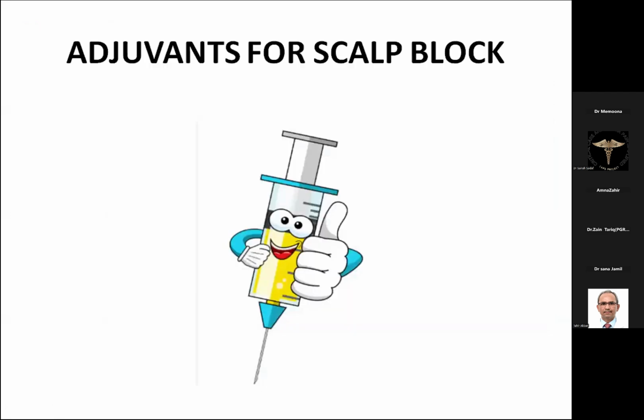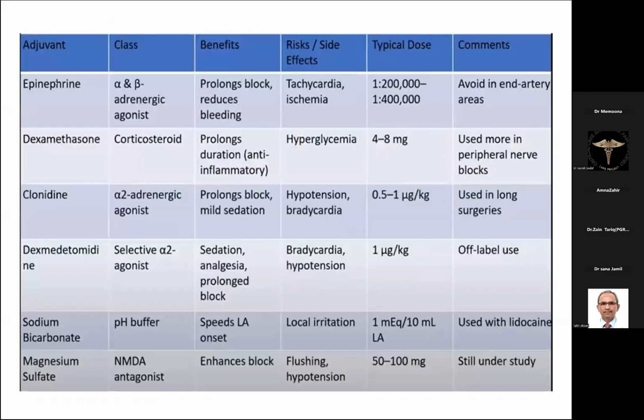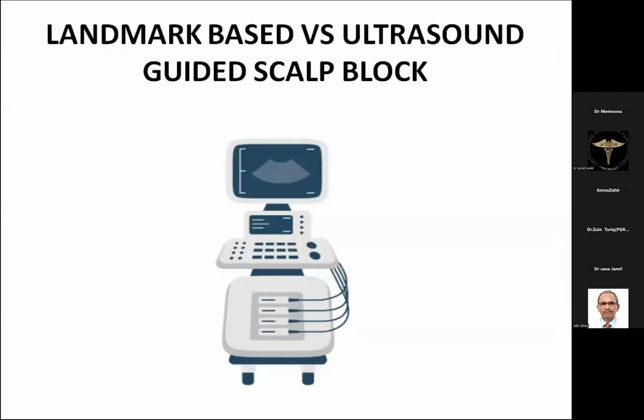Adjuvants are also used for scalp block, the most common one being epinephrine. Not just does it prolong the block, but it also reduces the bleeding. The scalp is a very vascular structure, and the craniotomy incision may be associated with a lot of blood loss. So epinephrine provides this added benefit as well. Apart from that, dexamethasone, clonidine, dexmedetomidine, sodium bicarbonate, and magnesium all have their own benefits and inherent risks, and all have been described as adjuvants for scalp block in the literature.